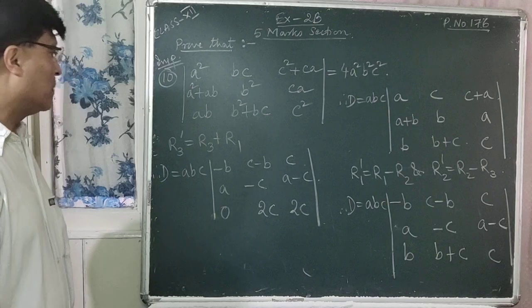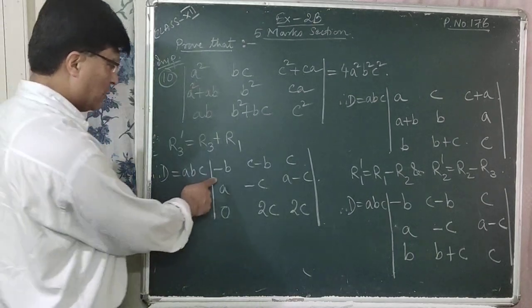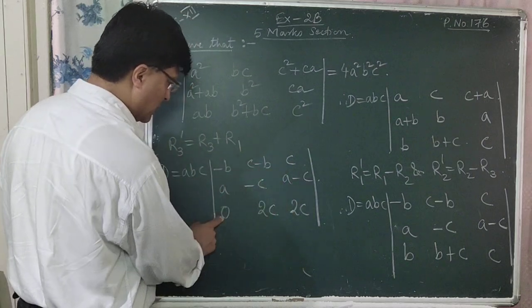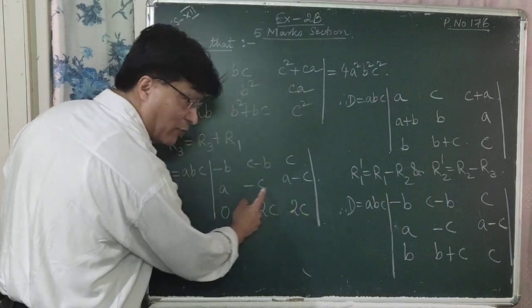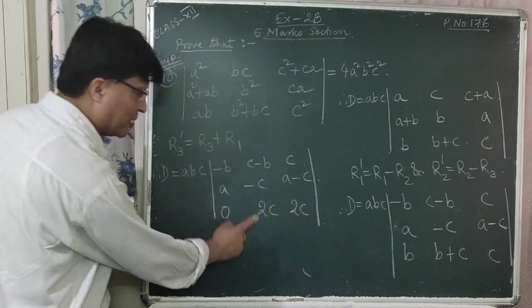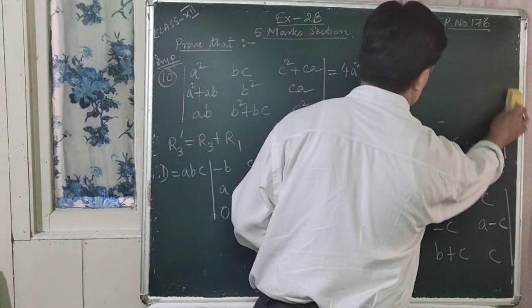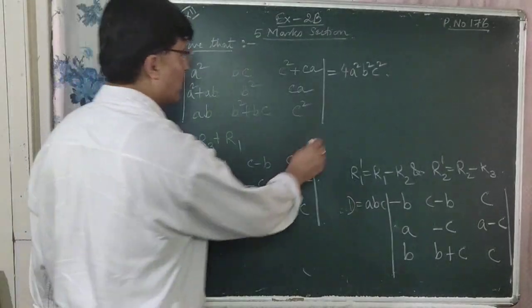Understood now? So we got here in the first row minus B, C minus B, C, A minus C, A minus C, 0, 2C, 2C. So from the third row again, now from the third row you can take 2C as common, isn't it? So let us take 2C as common now.